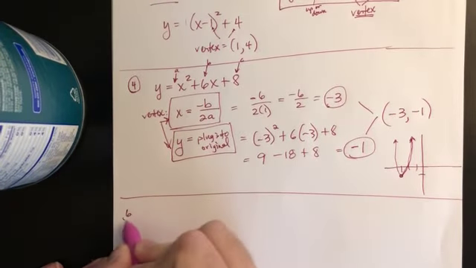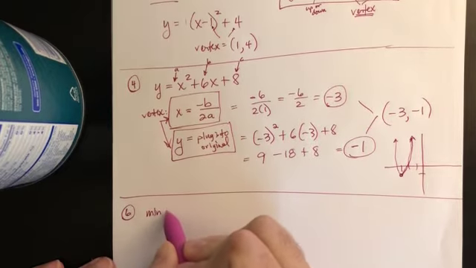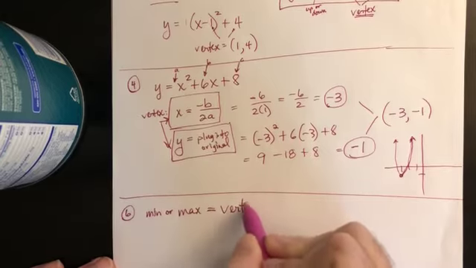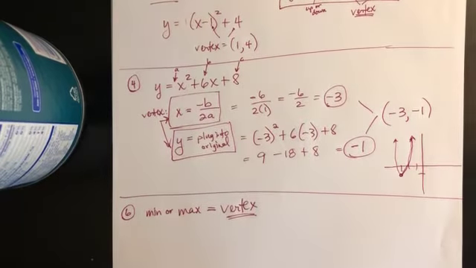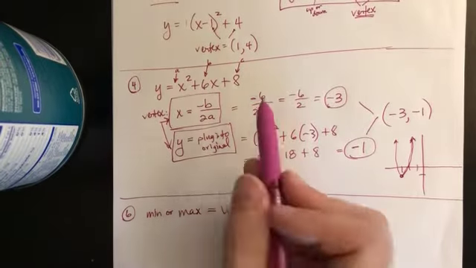So 6 and 7 and 8 all ask you to find the minimum or maximum point. Well, the minimum or maximum is, you guessed it, it's the vertex. So basically they're just wanting you to find the vertex. So this business, because it's all in general form.